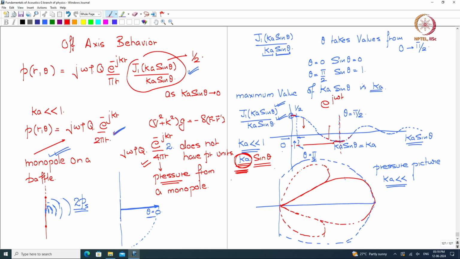If I take a very large Ka value, let's say hypothetically some 100 or something, then Ka sin theta is 100 sin theta. Now theta varies from 0 to pi by 2. So somewhere here theta becomes pi by 2, so that the value of 100 is reached over here. Then as I move along theta, I get a very narrow peak.